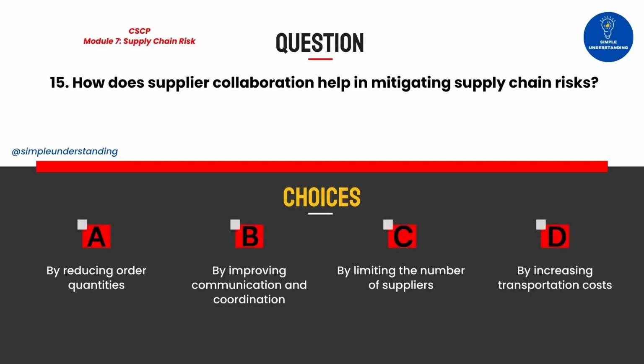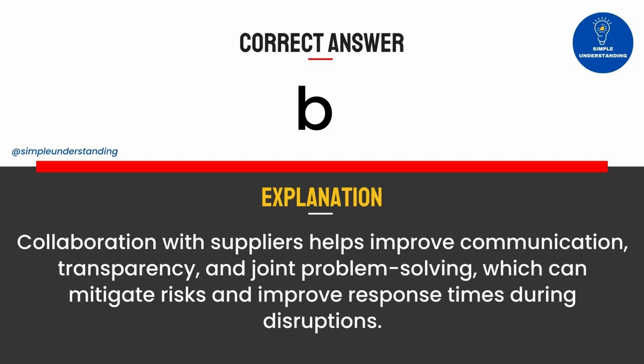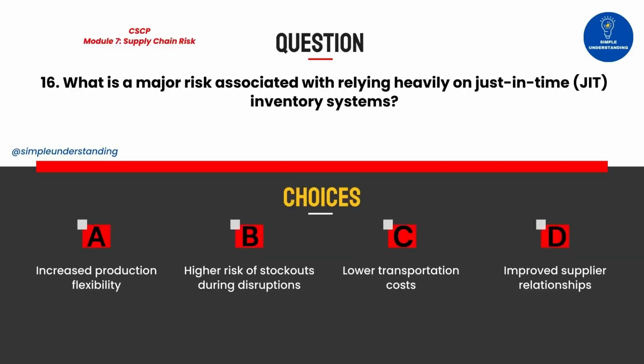15. How does supplier collaboration help in mitigating supply chain risks? A. By reducing order quantities. B. By improving communication and coordination. C. By limiting the number of suppliers. D. By increasing transportation costs. Correct answer B. Explanation. Collaboration with suppliers helps improve communication, transparency, and joint problem-solving, which can mitigate risks and improve response times during disruptions.